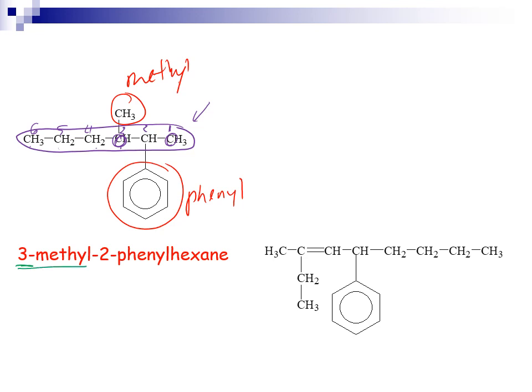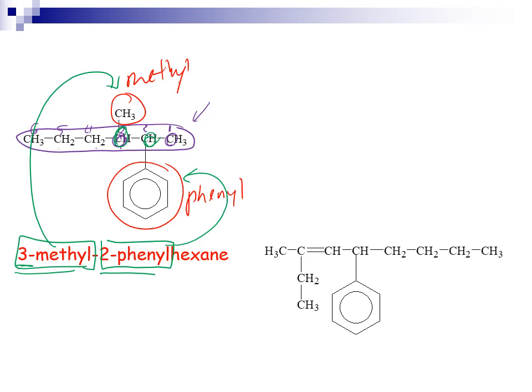And so we end up with our 3-methyl. So think of that as the description of this branch here. It is a methyl branch on the 3rd carbon. And this 2-phenyl is a phenyl branch that's on the 2nd carbon. So it is 3-methyl, 2-phenyl, and the parent is a hexane.